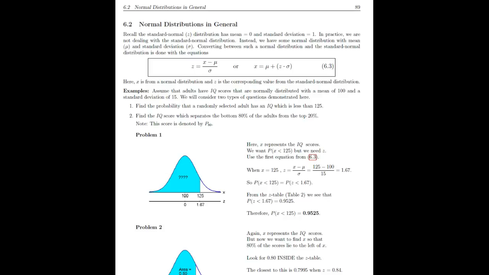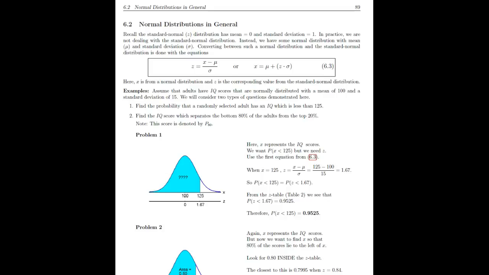So in this video, we're going to be applying those principles, but to regular everyday variables that turn out to be approximately normally distributed. Recall the standard normal z-distribution has a mean of 0 and a standard deviation of 1. In practice, we're not dealing with a standard normal distribution. Instead, we have some normal distribution with a mean of mu and a standard deviation of sigma.